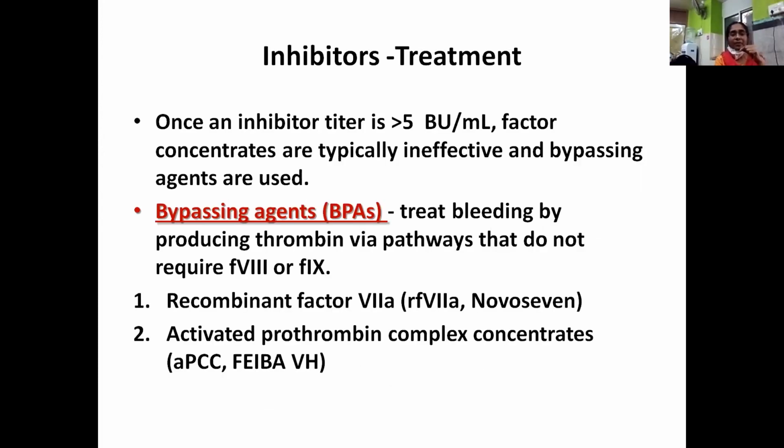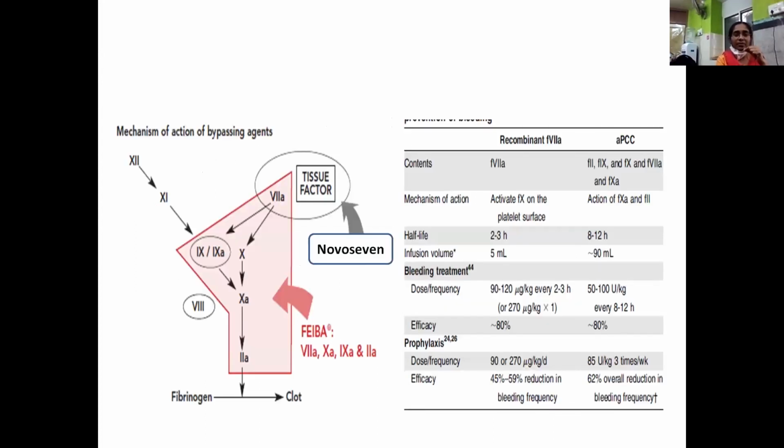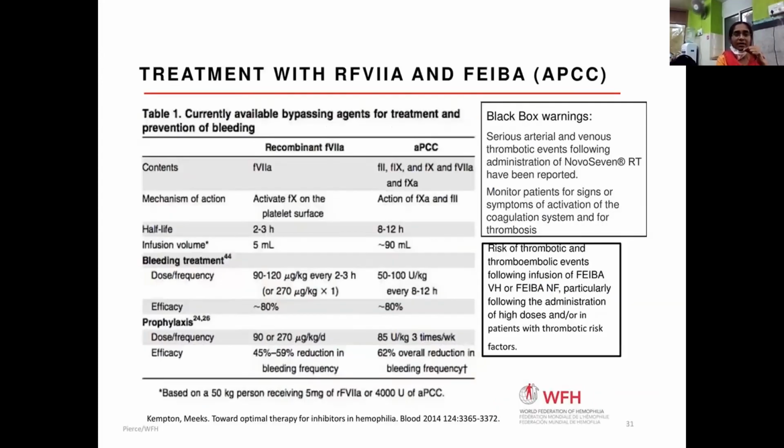There are 2 bypassing agents which are usually available now. One is recombinant activated factor 7A, and the other is activated prothrombin complex concentrate, which contains prothrombin, that is factor 2, factor 9, factor 10, etc. It is otherwise called the factor 8 inhibitor bypass activity, FEIBA. I think about the products in detail we will cover in the next session. So this is regarding recombinant factor 7A and FEIBA, or the prothrombin complex concentrate.